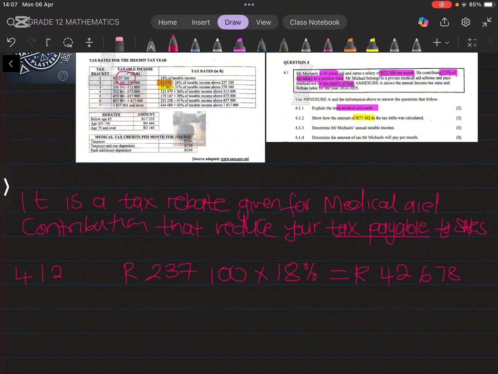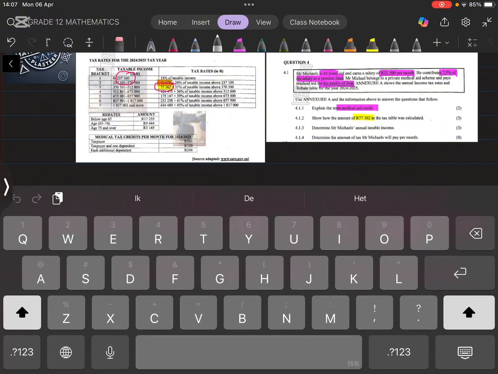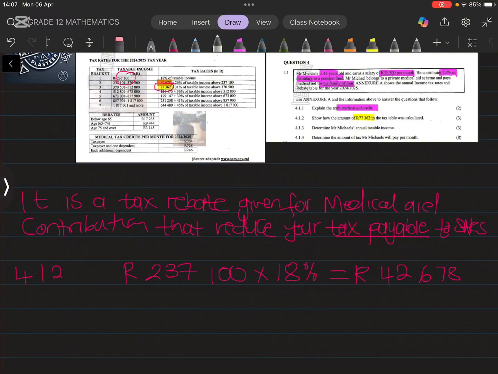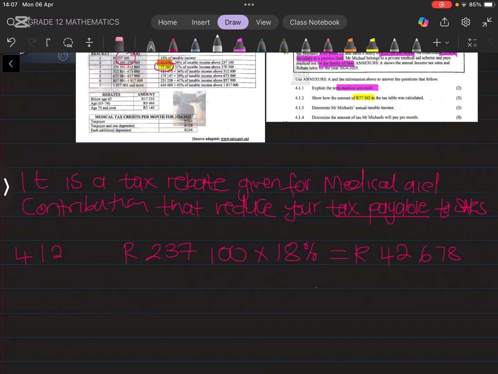Now we want to know how this amount of money was calculated. Now we're answering the question. Let's take a look.